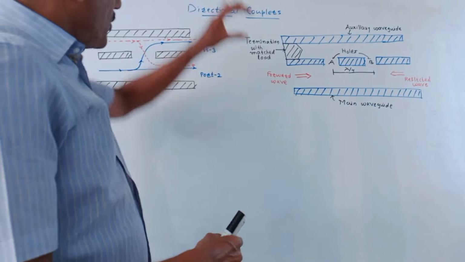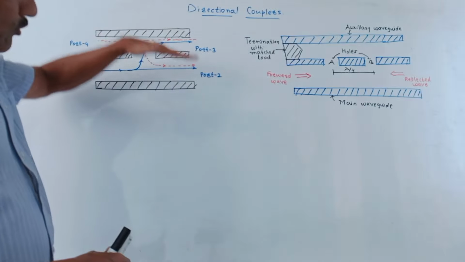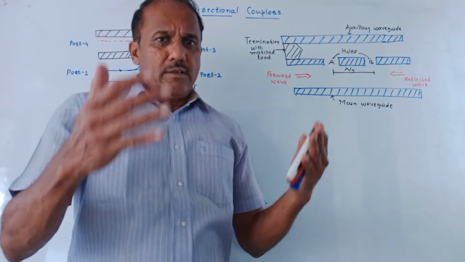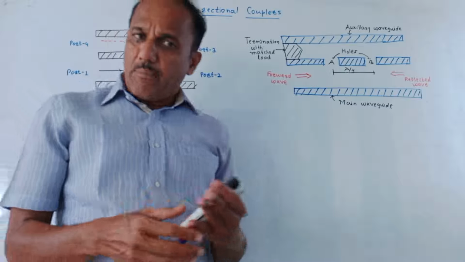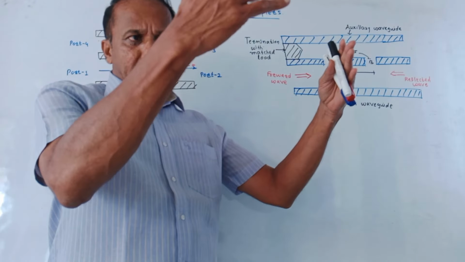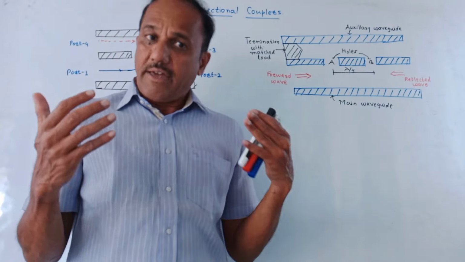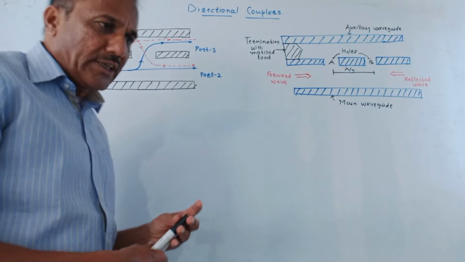Dear students, this topic is directional couplers. Actually, from the exam point of view, you may expect a question like: draw and explain the two-hole directional coupler, or it may be asked like this: define the particular parameters of the directional coupler along with its S matrix, or you may expect the numerical related to directional coupler.